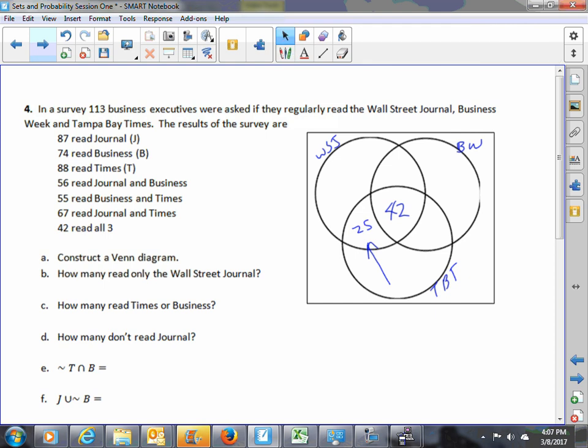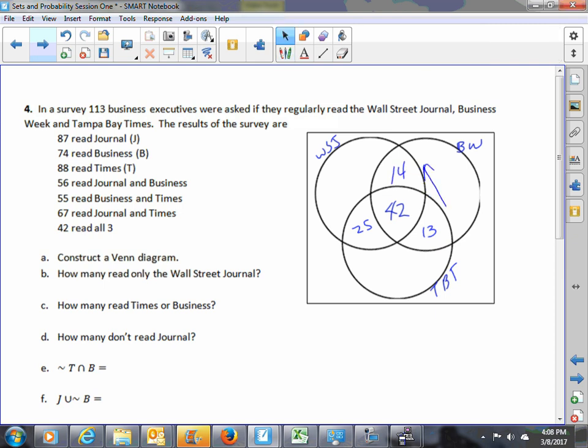Now it says 55 read Business and Times. So Business and Times is 55. Now, this is Business and Times. You already have 42, so the number that would go in here would be 55 minus 42, or 13. Now, Journal and Business, that's this overlap right here. It's 56. We already have 42, so 14 would go right here.